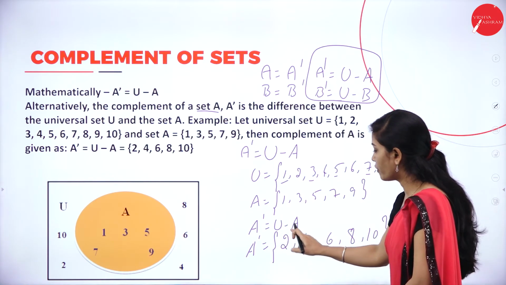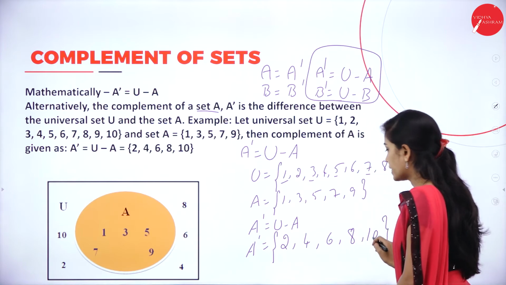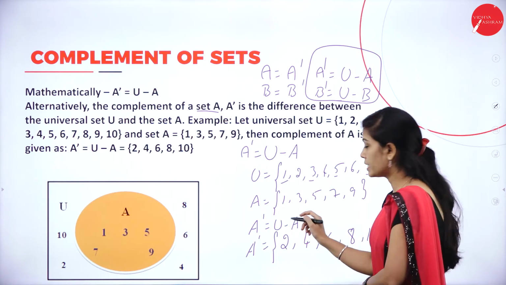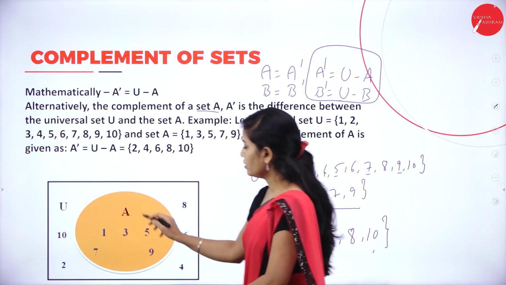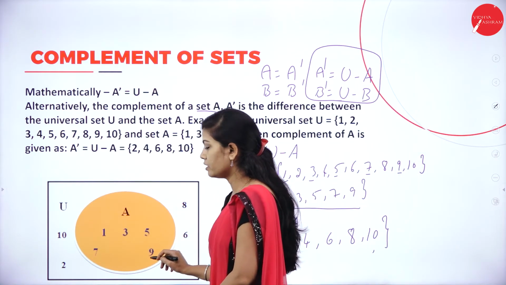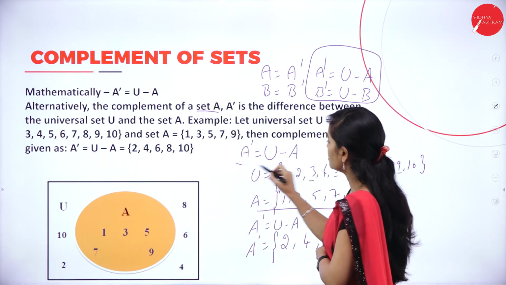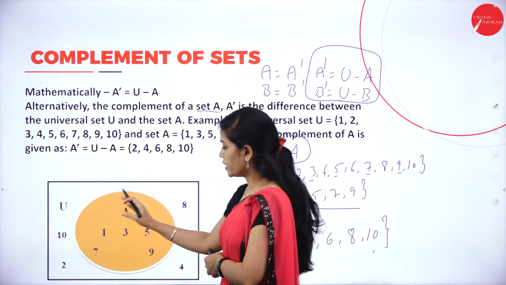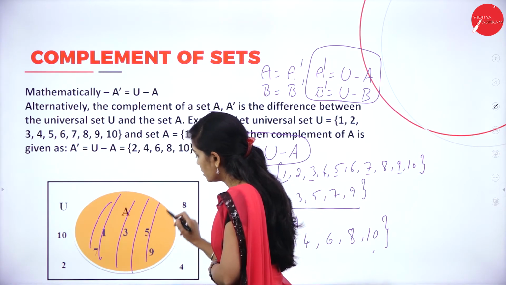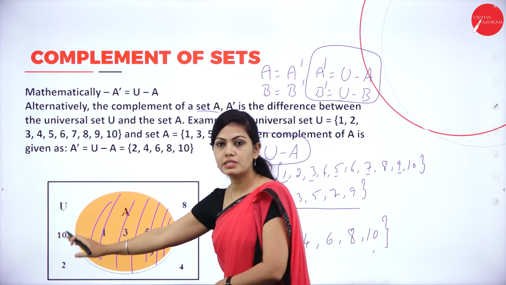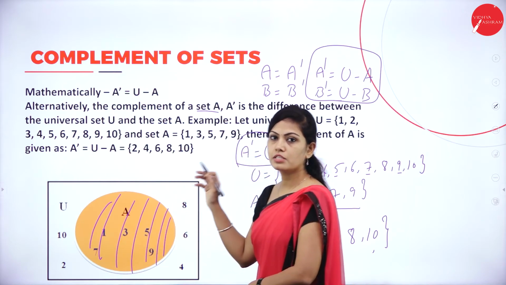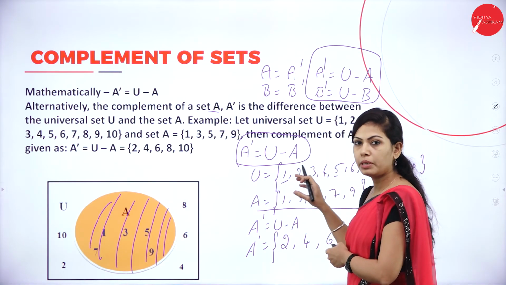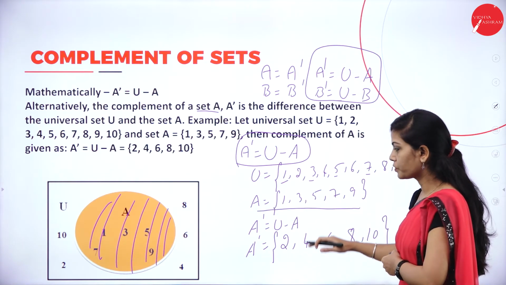For finding A dash, you have to find U difference A. So here we got 2, 4, 6, 8, 10, which you write outside in place of the universal set. And the set element of A is 1, 3, 5, 7, 9. Here I am going to find the complement of A. For that I will shade only this A region. This is called A complement. Except this universal region, I will only shade the A region. This is called complement of sets. Very simple concept. First you find the common element in both the sets, and the remaining element of U and the remaining element of A.